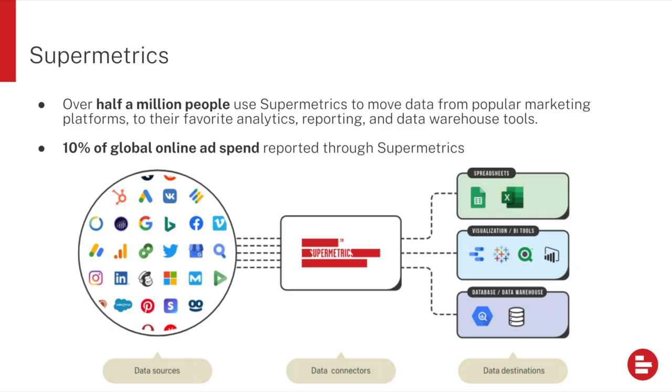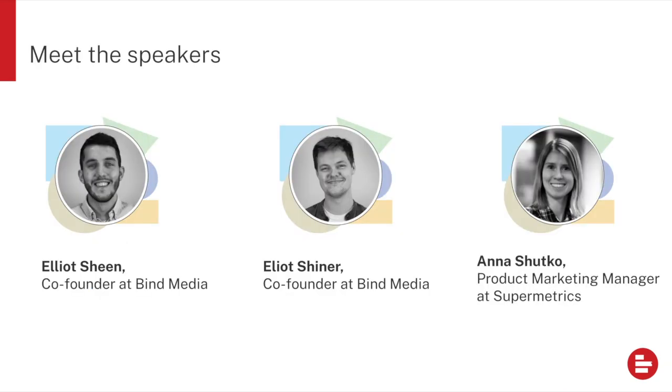Supermetrics is your marketing data reporting and analytics tool. And in this example, we're going to be focusing on getting data from data sources, you can see on the left-hand side, to Google Data Studio, and you can see there is Google Data Studio on the right-hand side among many, many other data destinations you can transfer your data to. Over 500,000 people use Supermetrics to move data from popular marketing platforms to their favorite analytics, reporting, and data warehouse tools. And 10% of global online ad spend is reported through Supermetrics. So that's pretty impressive.